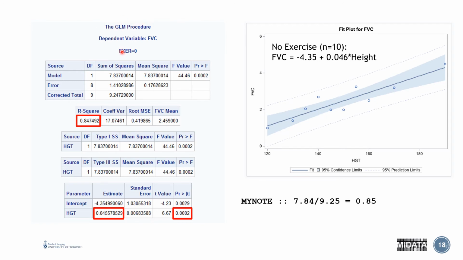Okay, next output. This is PROC GLM. The dependent variable is FEC, but in this case, when exercise is 0, so those 10 subjects that did not exercise, we want to see the relationship with height. If you look at the R-square, it's 85%. That's pretty good. Is the slope different than 0? Yes, it's significant. So that means there is a linear relationship between height and FEC for those that do not exercise. And just as a reminder, if you take your sums of squares for the model and divide them by the total sums of squares, this is how you get your R-square, which is reported here. That's just a refresher.